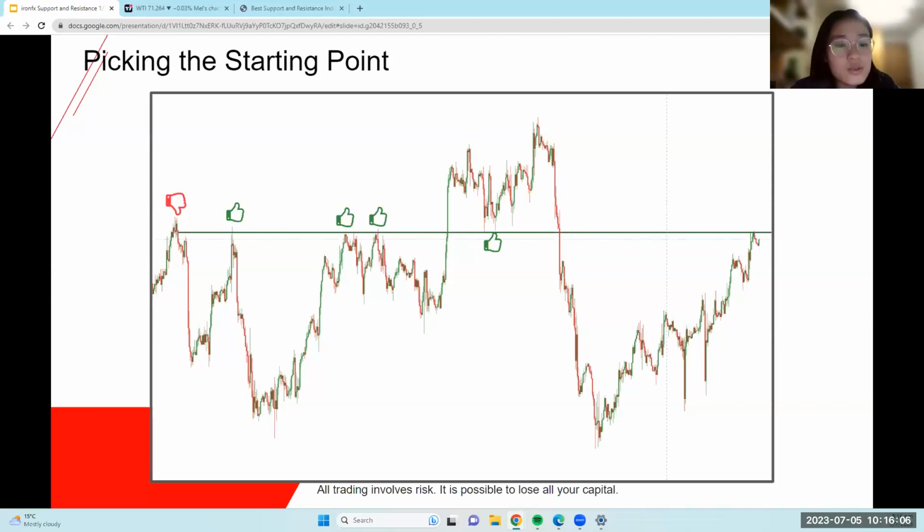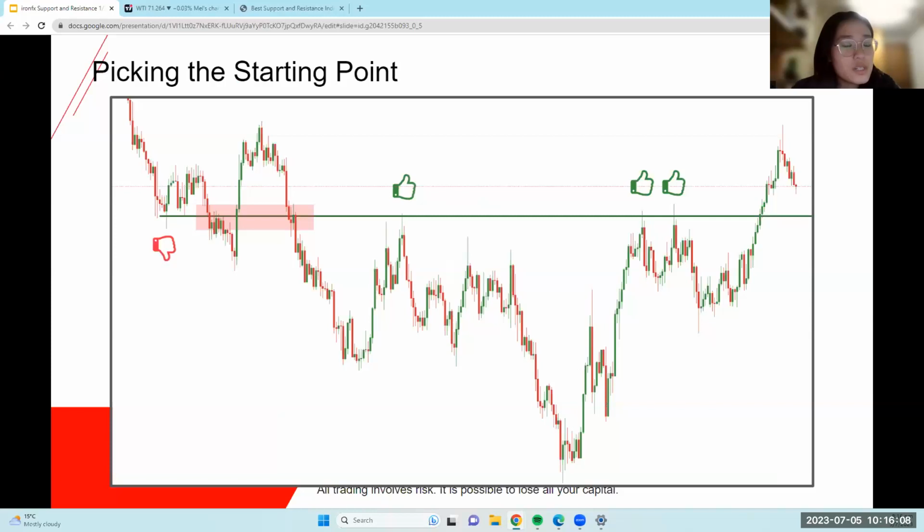Pretty clear cut. So here's another example. Take note of the red highlighted area here because it intersects way too many candlesticks. Okay, so if you encounter an intersection that looks kind of messy, then you know that that's generally not preferred. Something that's just one wick or a couple of wicks, that's preferred.